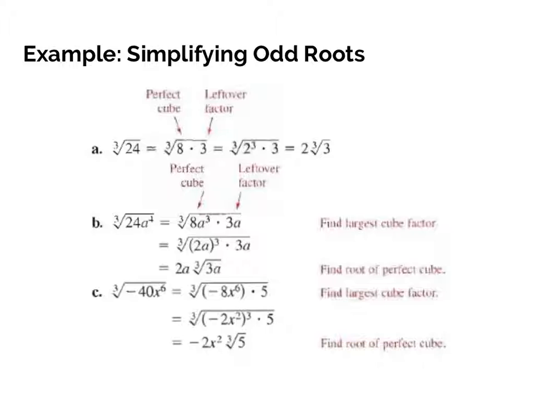In example B, we have the cubed root of 24a to the fourth power. Notice this time that the perfect cube is 8a cubed, and that is being multiplied by the leftover factor of 3a. Since the cubed root of 8a cubed is 2a, we can pull that out so that we have 2a times the cube root of 3a.